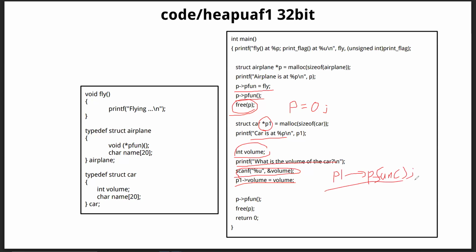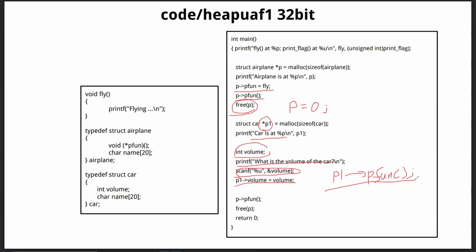Okay? This doesn't work because P1 is a pointer to the car. Car doesn't have the func pointer function there. If you do this, the compiler will stop you saying there is no function for this type. Okay? However, you still have the old pointer P, which points to an airplane.